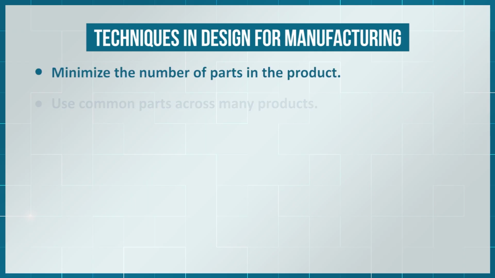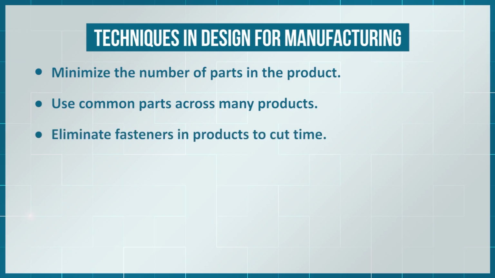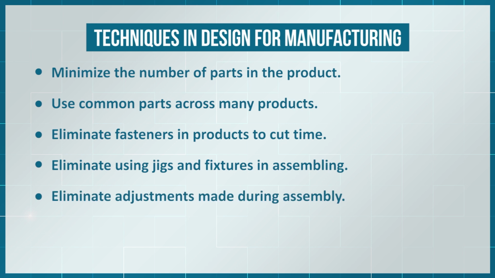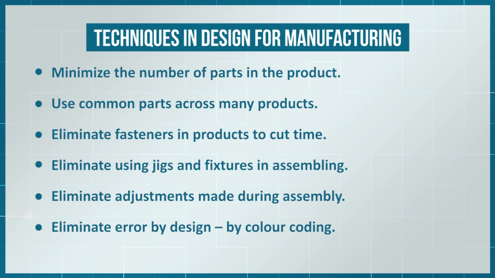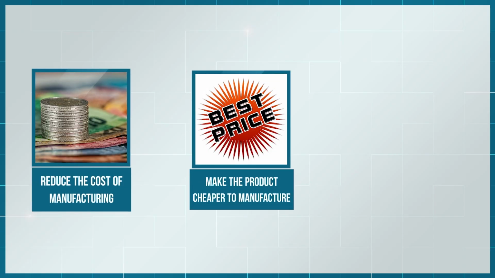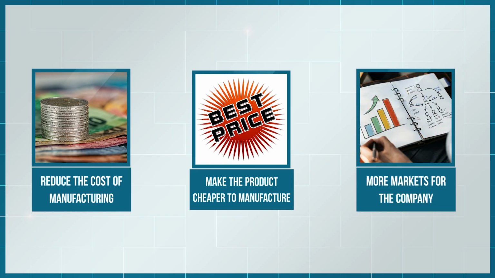using common parts across many products, eliminating fasteners in the products to cut down on the assembly time, eliminating using jigs and fixtures during assembly, eliminating the adjustments which are required to be made during the assembly, eliminating errors during assembly by design, for example by color coding. All these techniques actually reduce the cost of manufacturing and thereby make the product cheaper to manufacture, thus opening up more markets for the company.